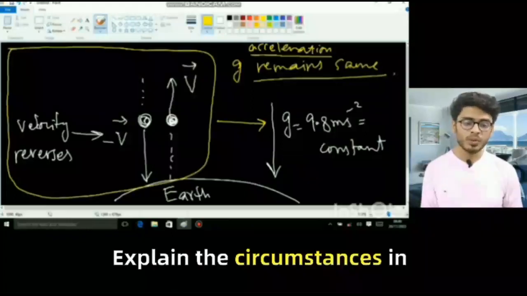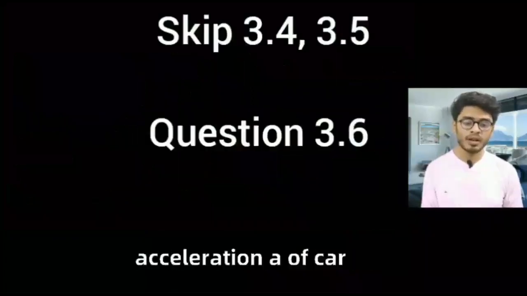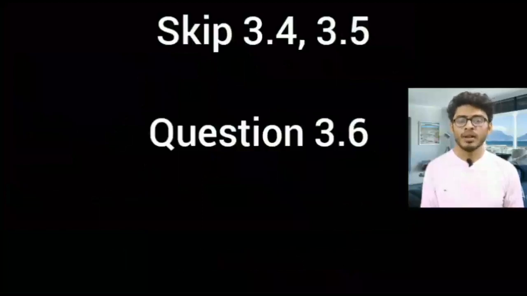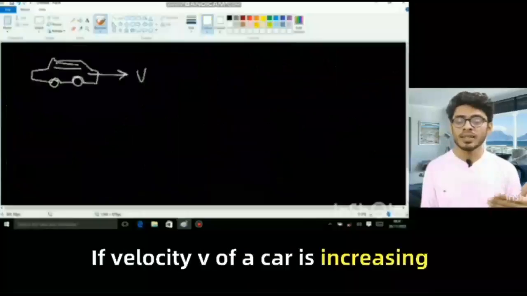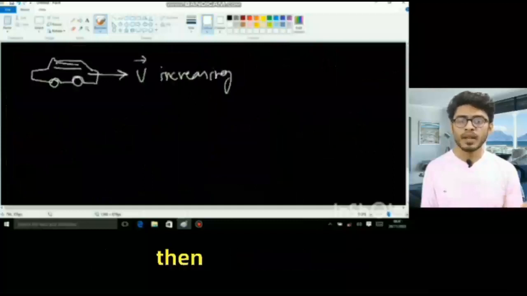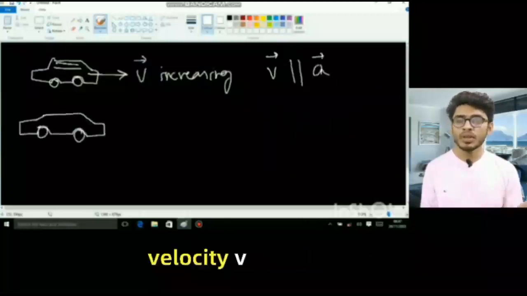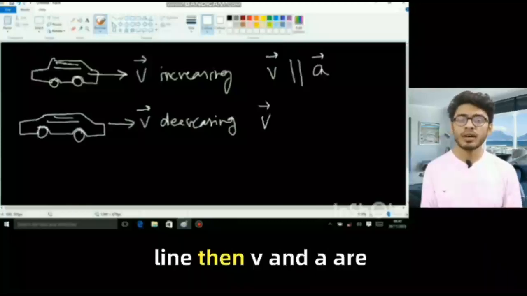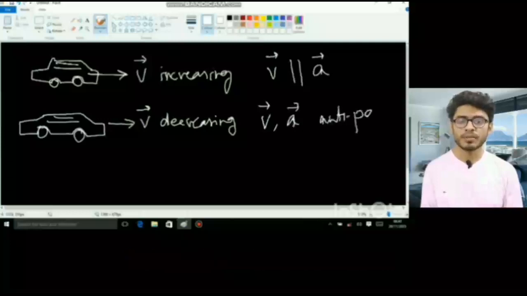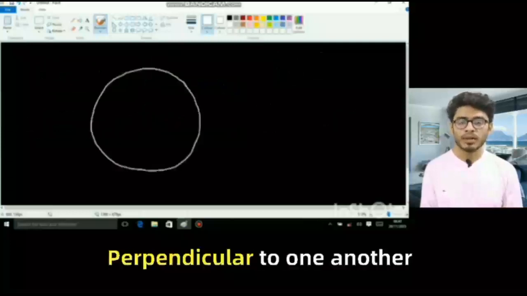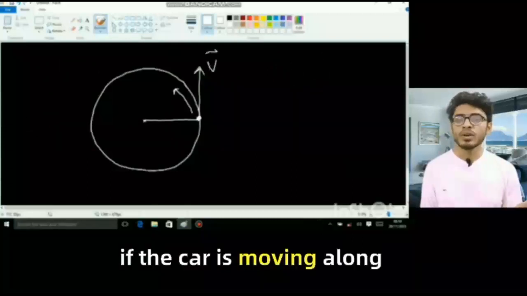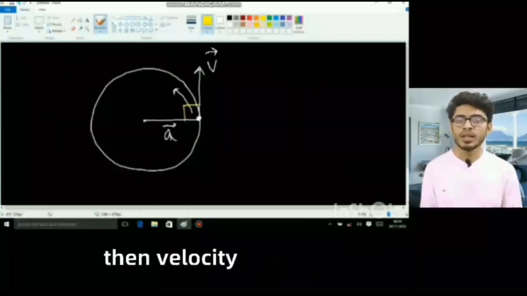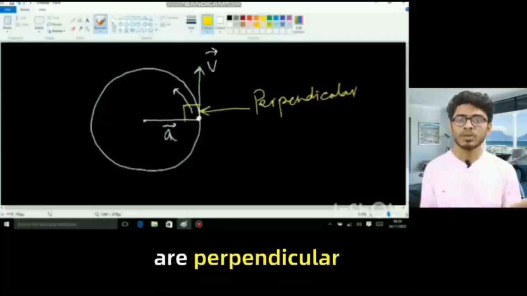Explain the circumstances in which the velocity v and acceleration a of a car are parallel. If the velocity v of a car is increasing along a straight line, then v and a are parallel to each other. Anti-parallel: if velocity v of the car is decreasing along a straight line, then v and a are anti-parallel to each other. Perpendicular to one another: if the car is moving along a circular path, then velocity and acceleration are perpendicular to each other.